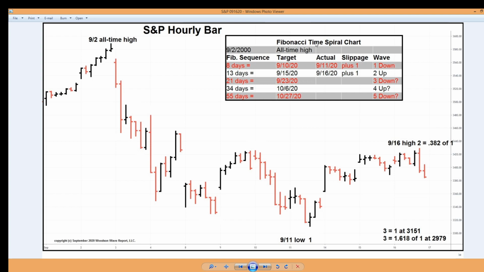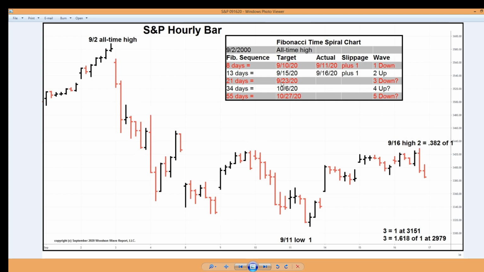In our Fibonacci time spiral, and I've been doing this back since 1998, and I'll show you guys how it worked back then. Fibonacci 8 days gives us the target date of September 10. Missed it by 1. I call that slippage. That marked wave 1 down. The next number in the sequence is 13. That gives us September 15 for target date. And the same, missed it by 1.